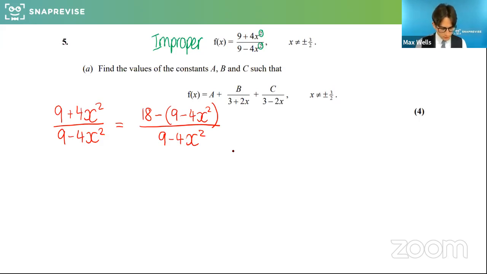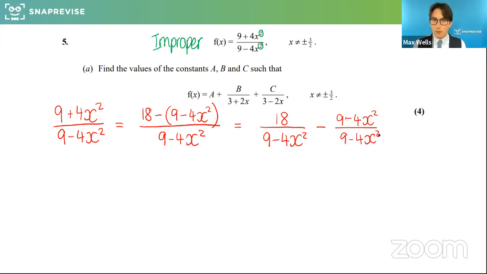Because what this really is on the top is, if I think of what I've got on the bottom, I've got 9 minus 4x squared. If I say, right, it's top heavy, it's improper, I've got (9 - 4x²) over (9 - 4x²), that would be equal to 1. How far away am I in terms of numbers from having that on the numerator? Well, if I want 9 + 4x² and I do 18 minus that value, what I basically get is that this is 18 over (9 - 4x²) minus (9 - 4x²) over (9 - 4x²), which is 1. Okay. So this is tough.